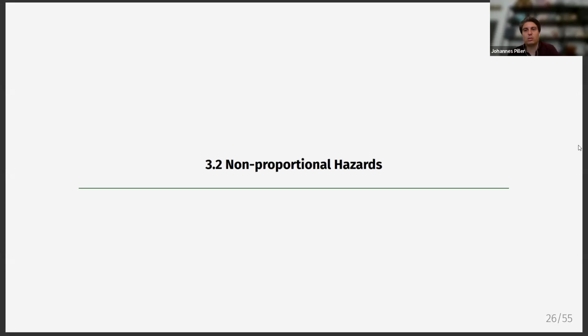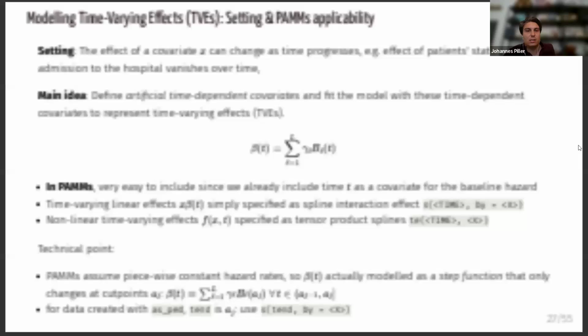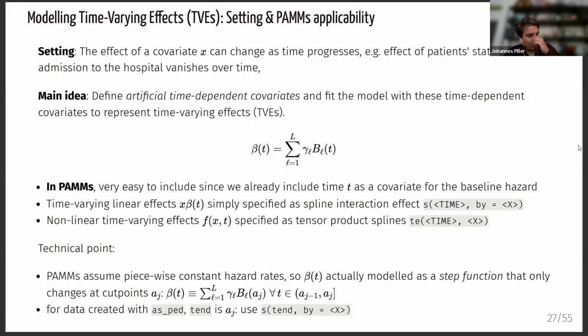proportional hazard section. So let's continue with the non-proportional hazards. Let's first clarify what changes now in the setting. So far, what we had was that the effect of the covariate x did not change as time progressed. So we did not have any interaction between time and x, but it might be feasible that this is the case.